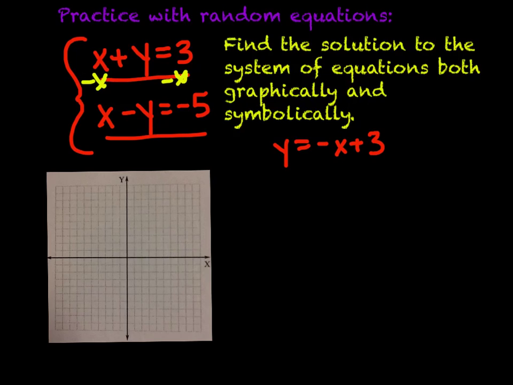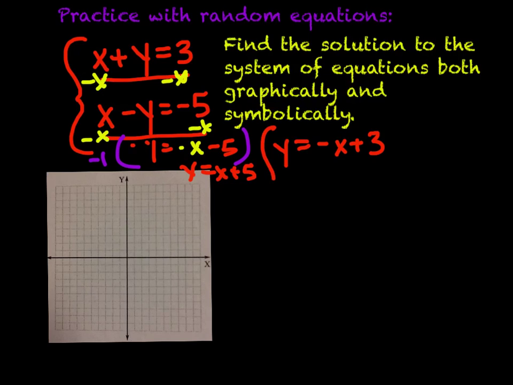And for our bottom equation, we're going to subtract x from both sides. We would get negative y is equal to negative x minus 5. That means we need to get a positive y, so we're going to multiply everything by negative 1, and we'll get a positive y is equal to x plus a positive 5. So here is my system of equations. We have y is equal to negative x plus 3 and y is equal to x plus 5. Those are my systems of equations.